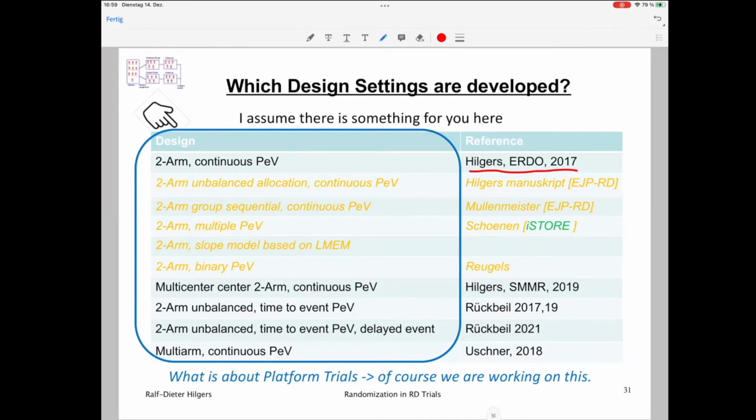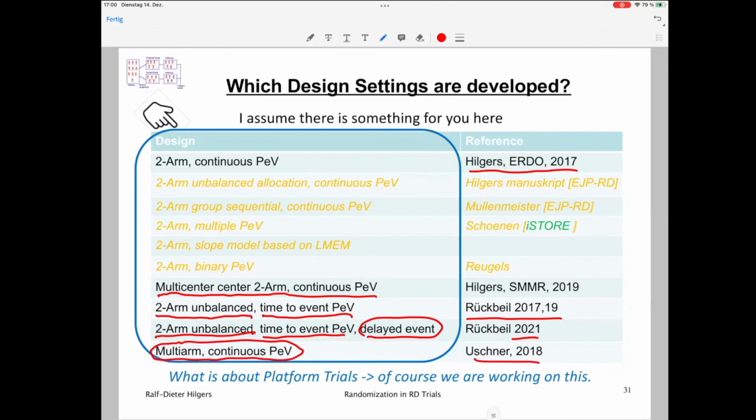We published the ERDO paper, which was the basis, and then we published other models for other situations. For example, we considered a multi-center, two-arm continuous primary endpoint situation, and that was published in a paper in 2019. Then we had a two-arm unbalanced situation with time to event primary endpoint, and that was done by Marcia in 2017 and 2019. Then we have a time to event endpoint recently published with delayed events. We published that this year. And we published a paper about multi-arm continuous endpoint in 2018.